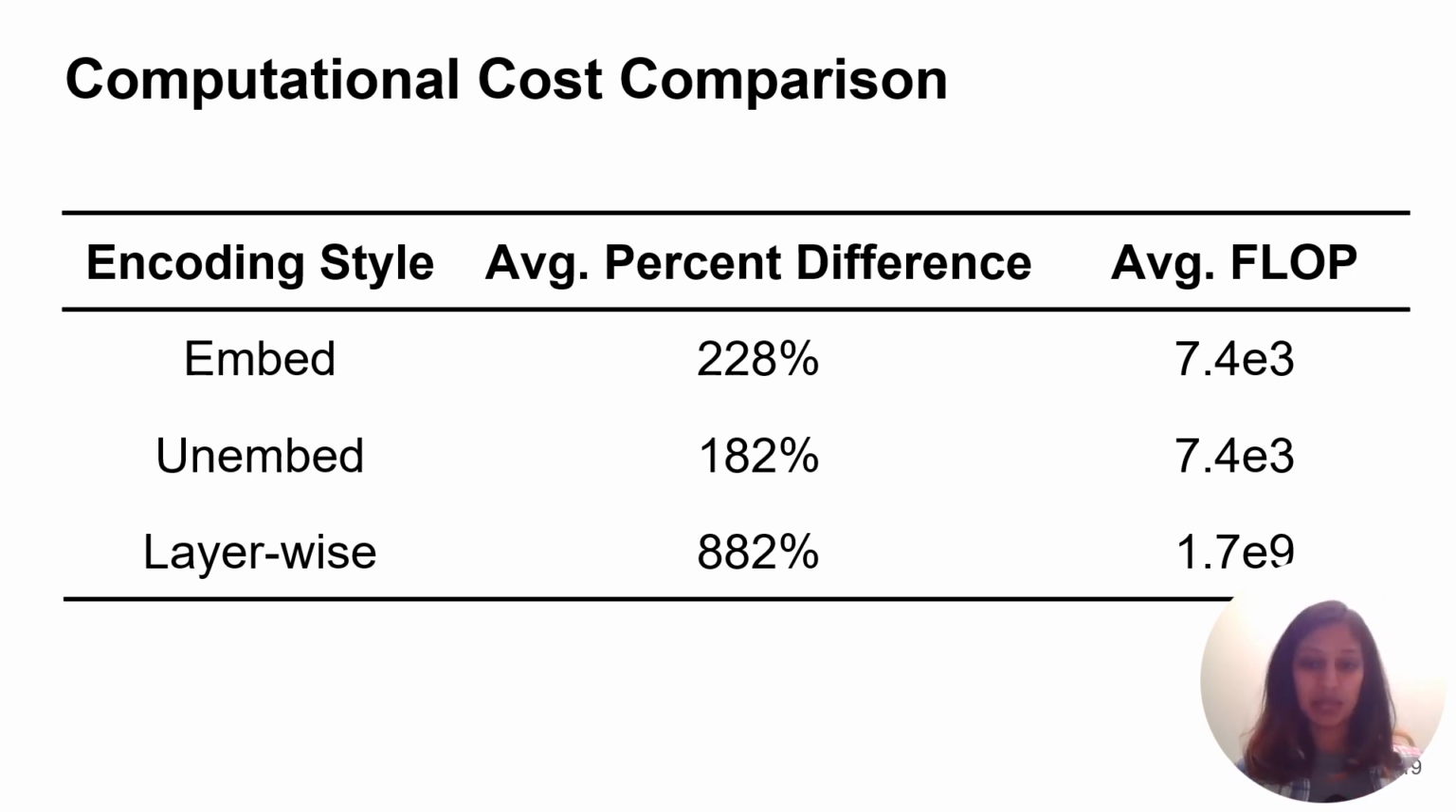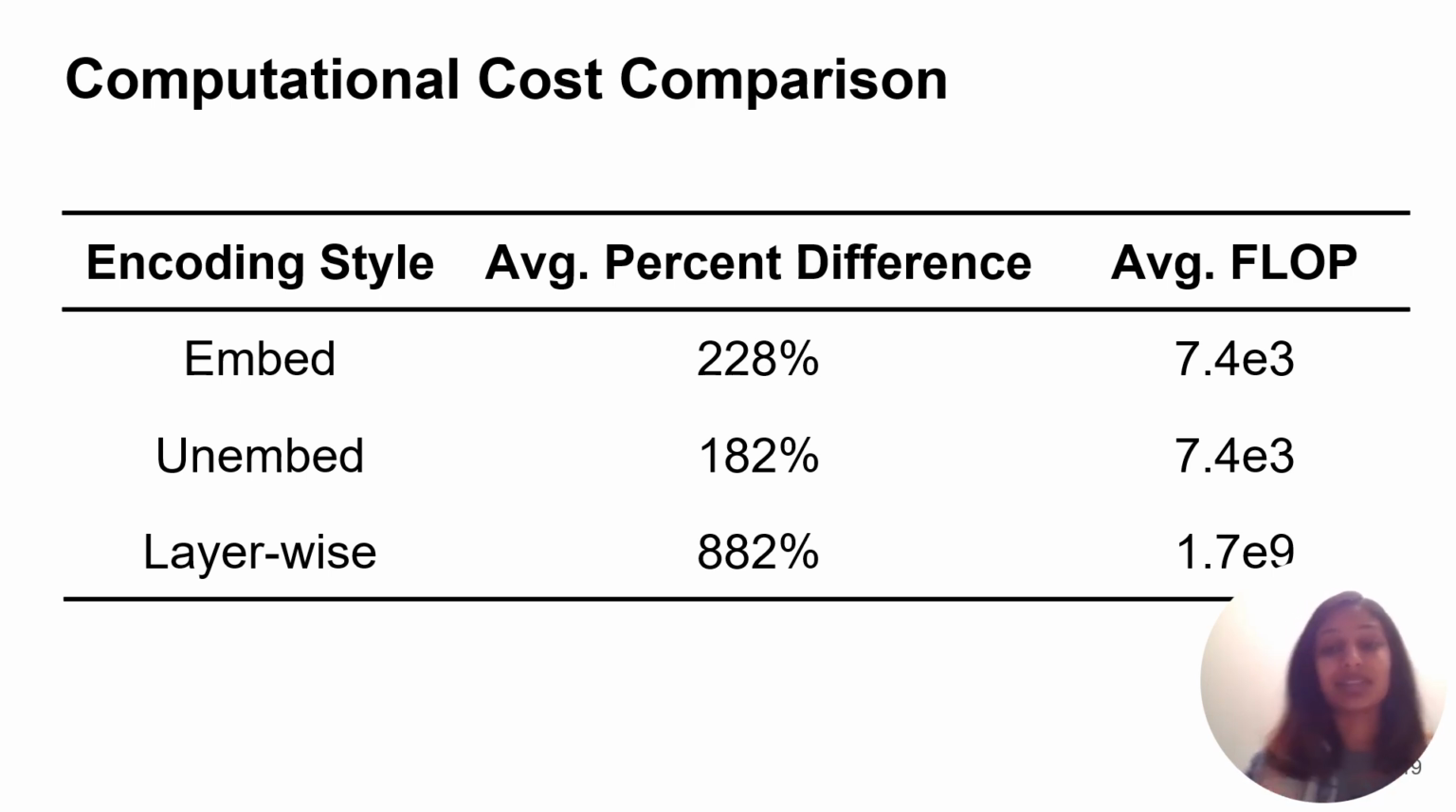What we see is that the embed style has on average a 228% increase in model performance. The unembed is close to that at 182%, and the layer-wise is a whopping 882% increase. What this tells us immediately is that layer-wise seems to be consistently performing better than the other two. However, when you look at the average flop count for these 3 methods, there's a huge disparity as well.